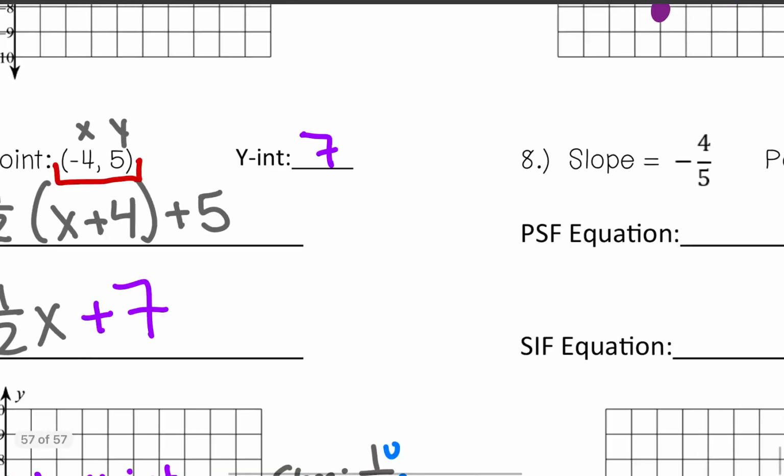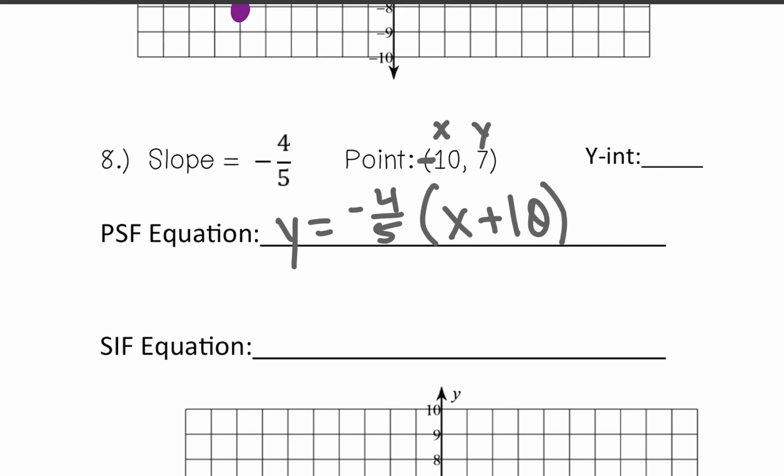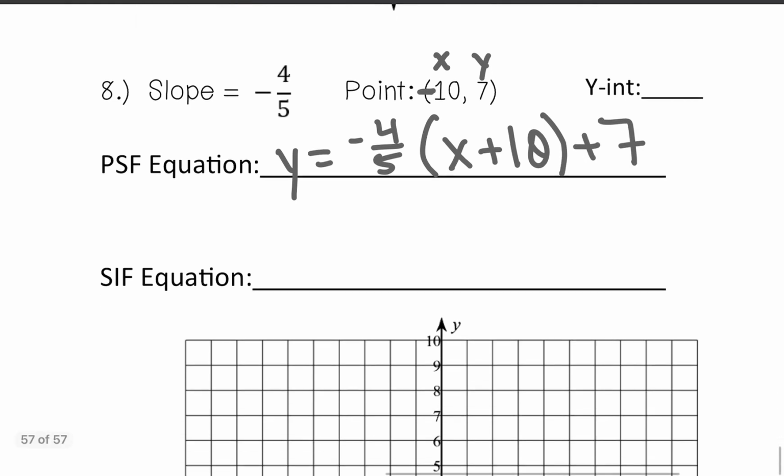Last problem here is number 8. A boo-boo is we need to have this to be a -10. And this is my x, this is my y. So we have y equals our slope, -4 over 5, times x, and -10 lies in the equation, so we write plus 10. And then plus 7 for the y, because y's don't lie.